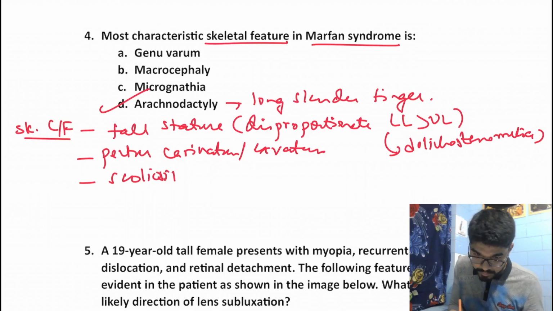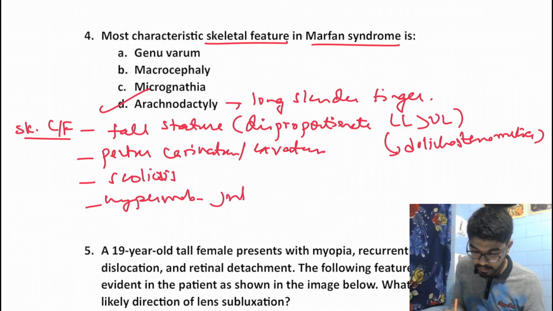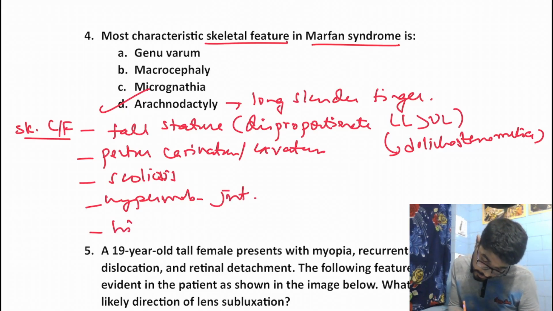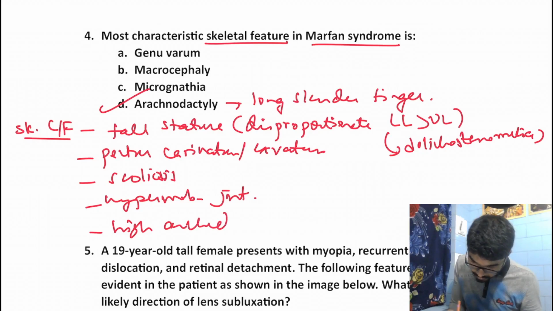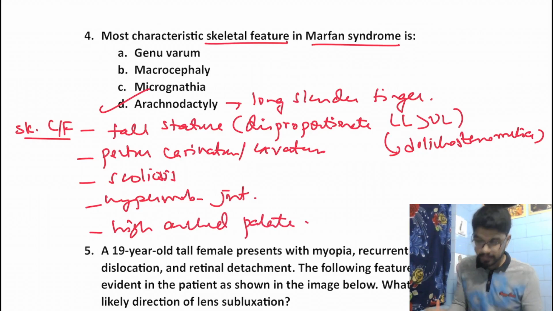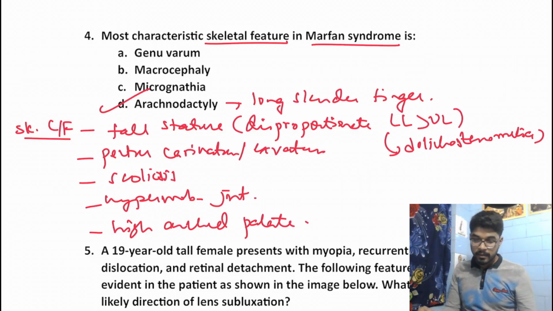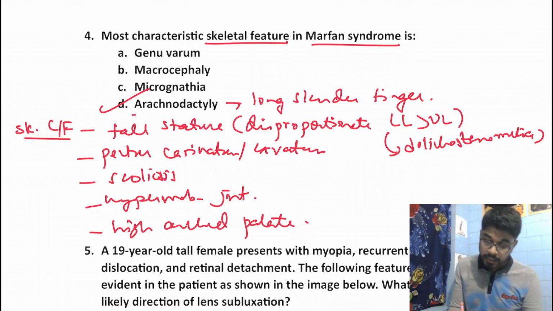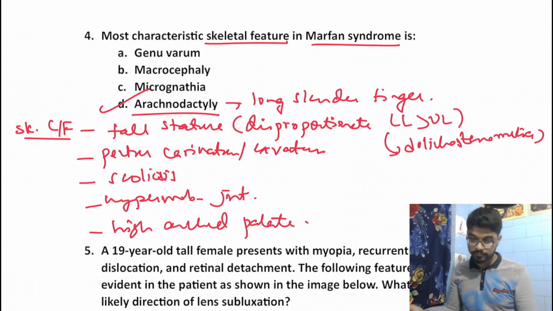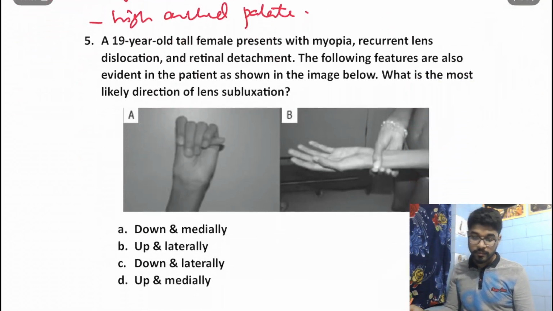We get hypermobile joints. Besides that, we can get high arched palate, right? A lot of other skeletal features can be seen in Marfan syndrome. Fine, but the most common one is arachnodactyly. Okay. Moving on to the next question.